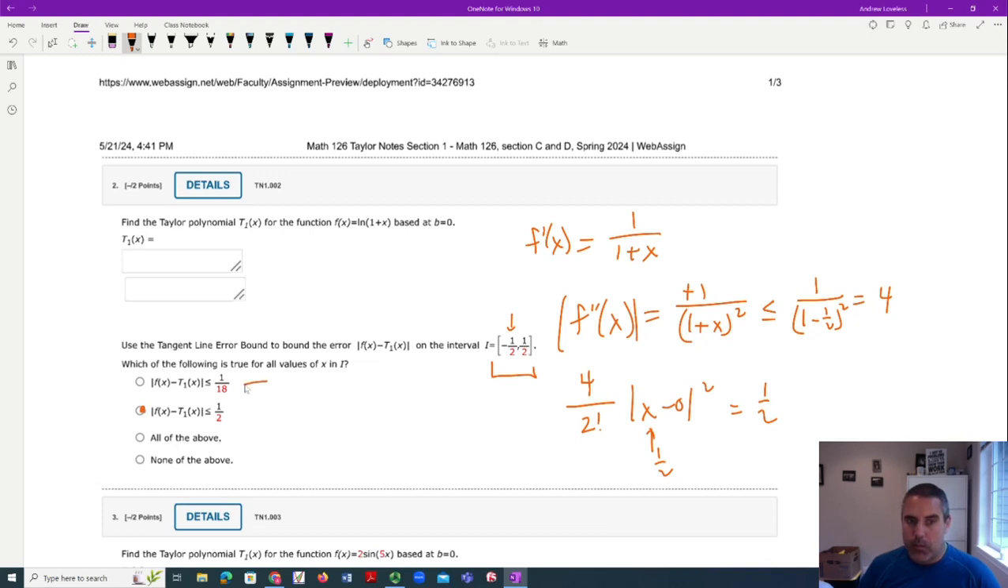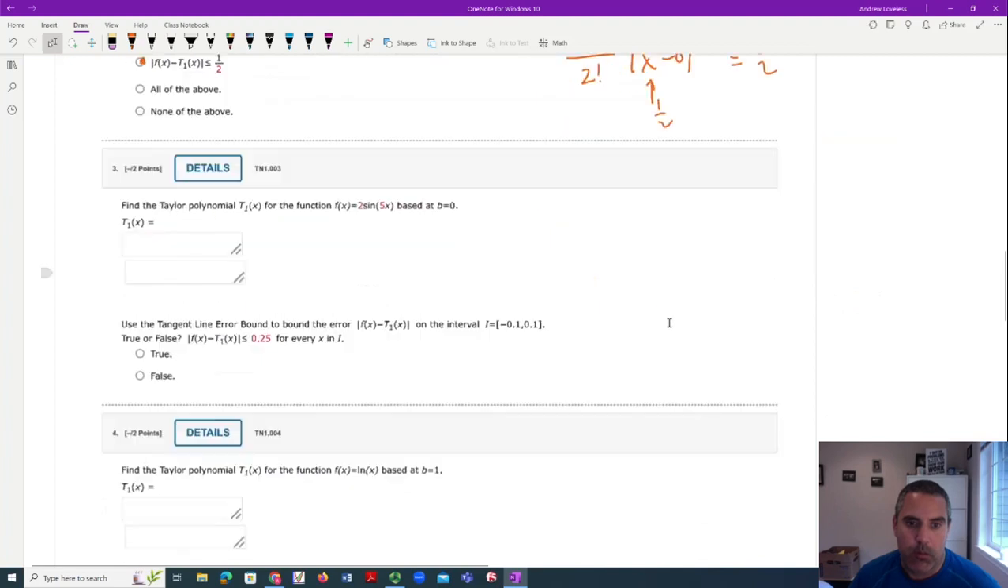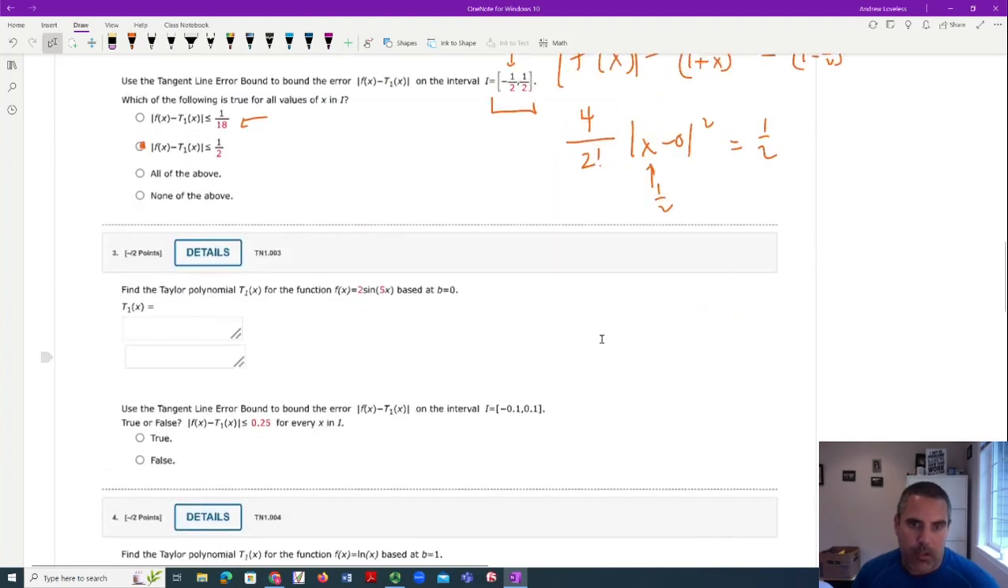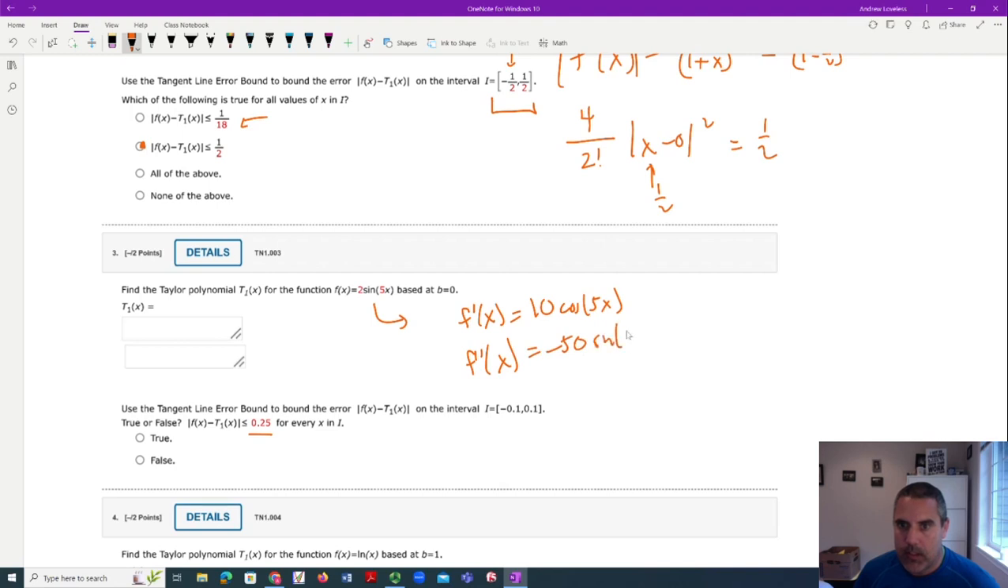Now, if this number was bigger than a half, it would also have been correct, but since that was the only one, that's what we picked. So same thing with this one, if you want to get this answer, I suspect after you do a couple derivatives, so the first derivative is 10 cosine of 5x, the second derivative is negative 50 sine of 5x, and if I put absolute values around it, this is less than or equal to 50. I suspect that's what they used to get this number.